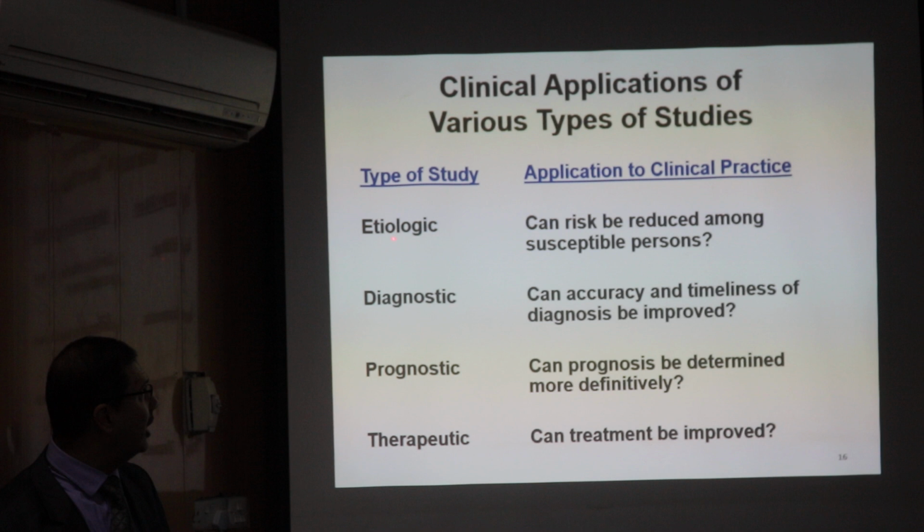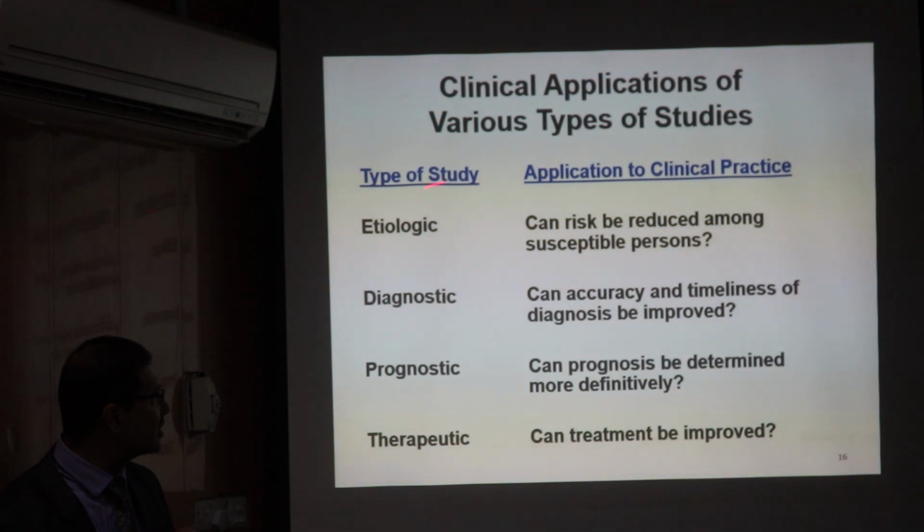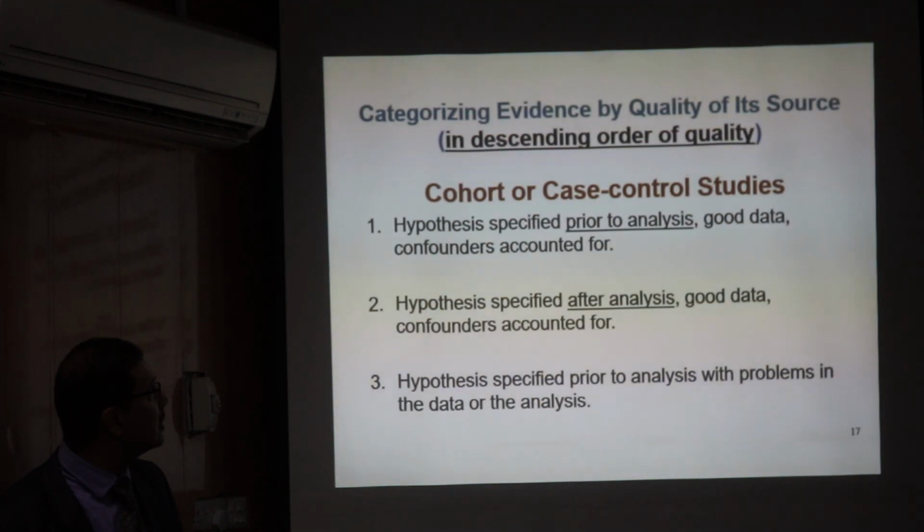So it could help us in etiology, diagnosis, prognosis, therapeutics. Those studies help us in all these fields. That's cohort or case control studies.